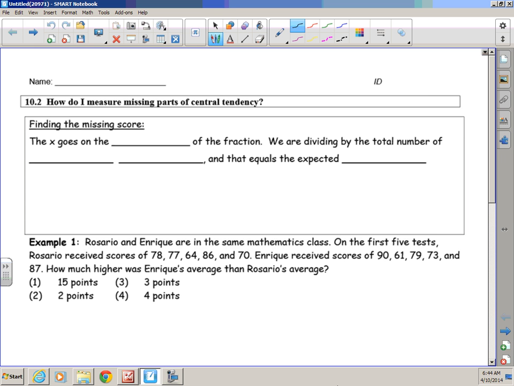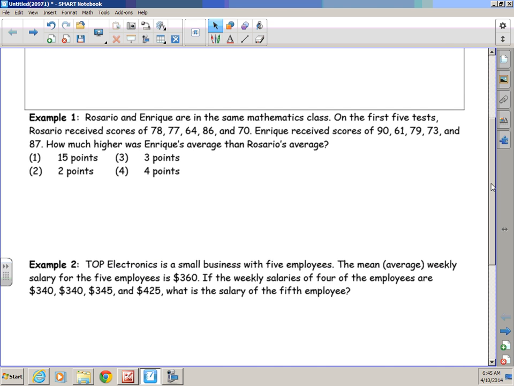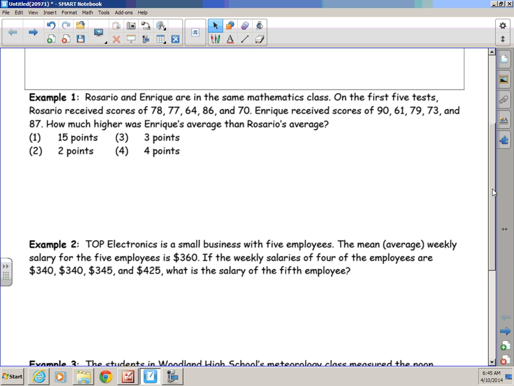So when we're trying to find the missing score, the algebraic way of doing it is that the x, or the unknown score, goes on the numerator of the fraction. And then we are dividing by the total number of results, meaning what we've done to date, plus x. And that equals the expected mean. Okay? So I'm going to show you how we do this, as I said above, the algebraic way, and then I will show you a slightly different way that I prefer.